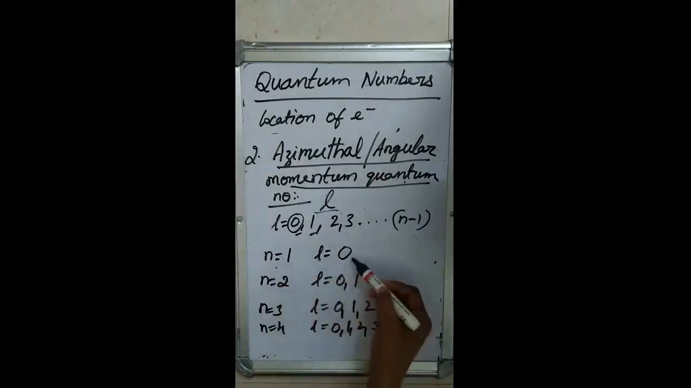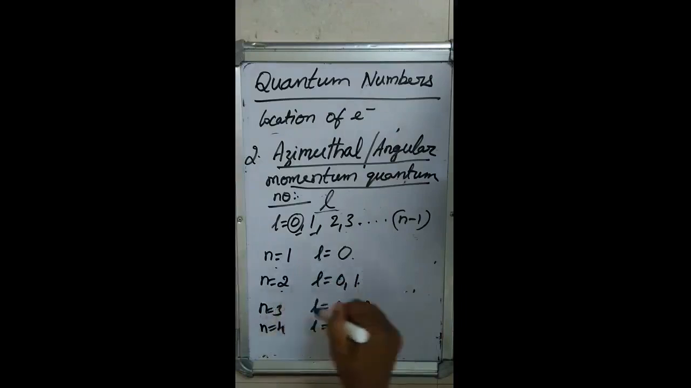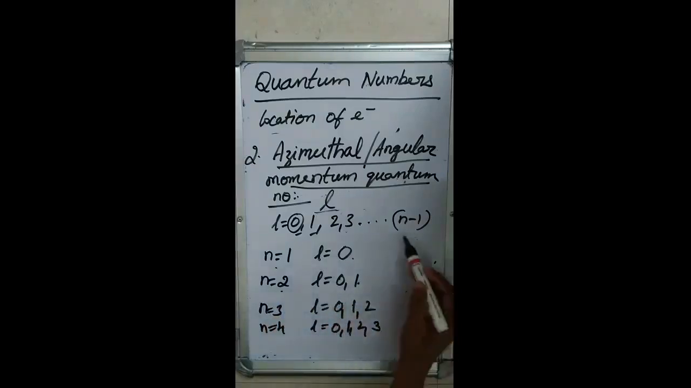n is equal to 1 means 0. n is equal to 2 means 0 and 1, 2 values you should write. n is equal to 3 means 0, 1, 2 values you should write. n is equal to 4 means 0, 1, 2, 3 values you should write. So based on that, it is written as up to n minus 1 value. Based on this you can write the subshell also.